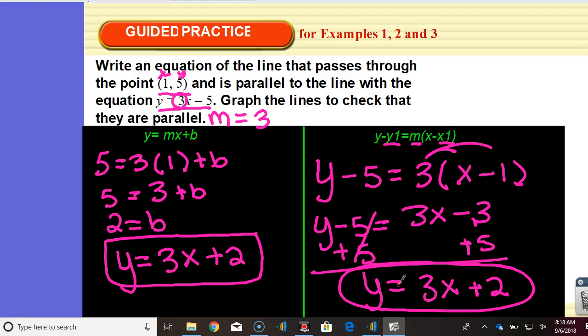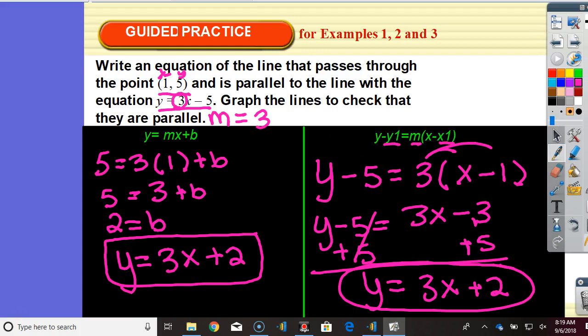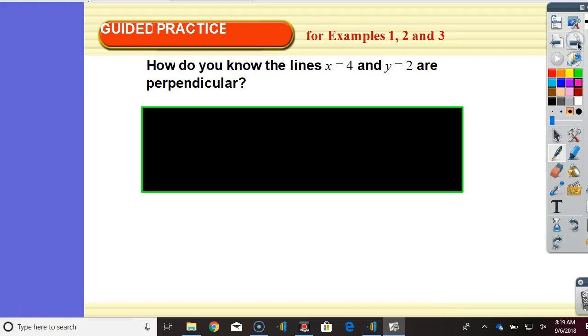Make sense? This is kind of coming back from Algebra 1. Starting to feel like this section's a little bit more mathy, a little less foreign language, a little more math. So those of you who love algebra, this is your time to shine.